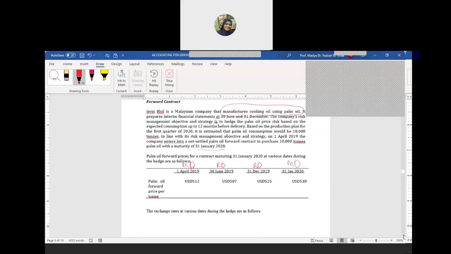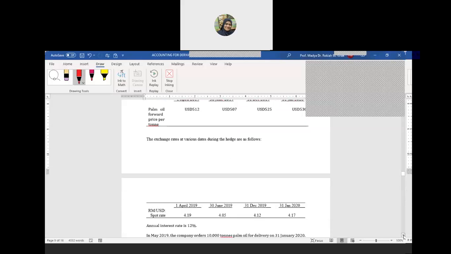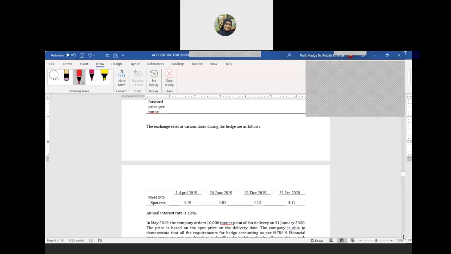This is the forward price, and the rates for that in terms of the US dollar to Malaysian ringgit here. We need to know this one because we need to convert that into Malaysian ringgit. Just put it here because we want to use this one. The forward price on 1st of April is 512. And then this one we have 507. This one is 525. And then the last one we have 581.